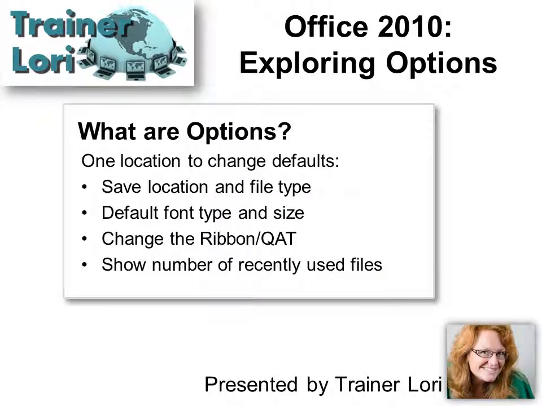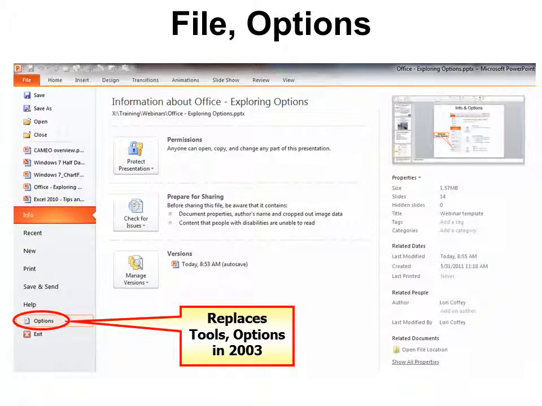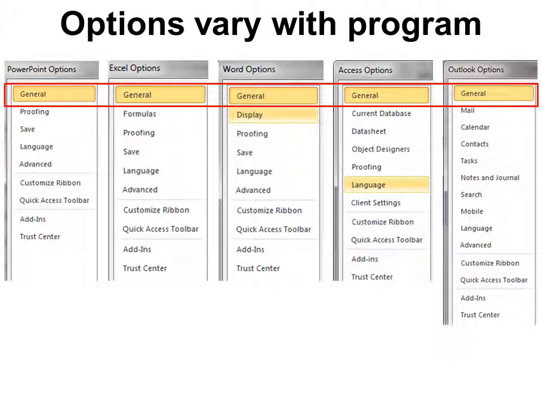What are options? Well, it's one location to change your defaults, to change the way the factory made it to the way you will find it under File Options. They vary with the program, but we'll explore a few of them, and you can take the time to explore others that might be useful for you.